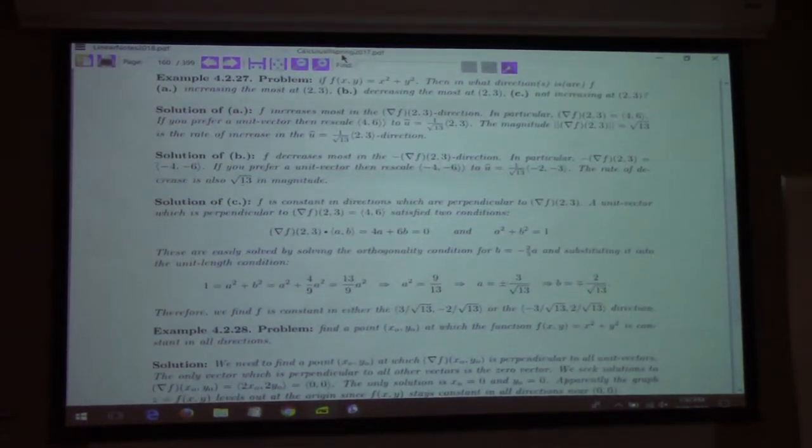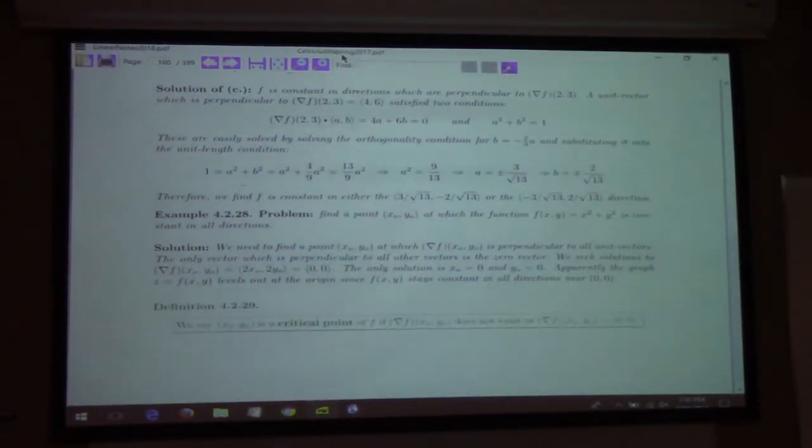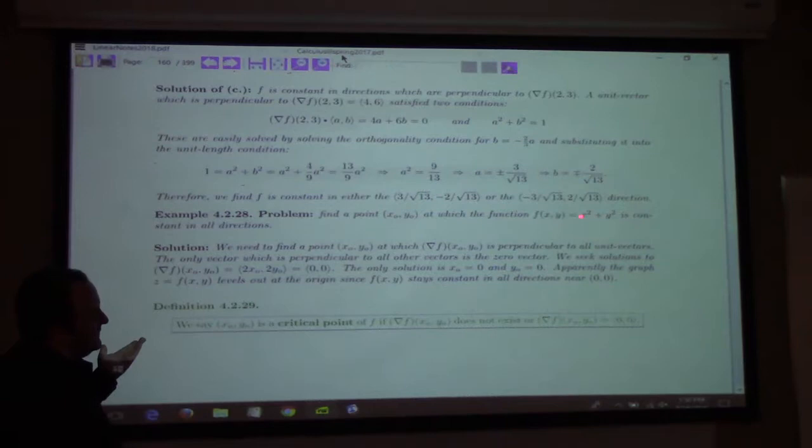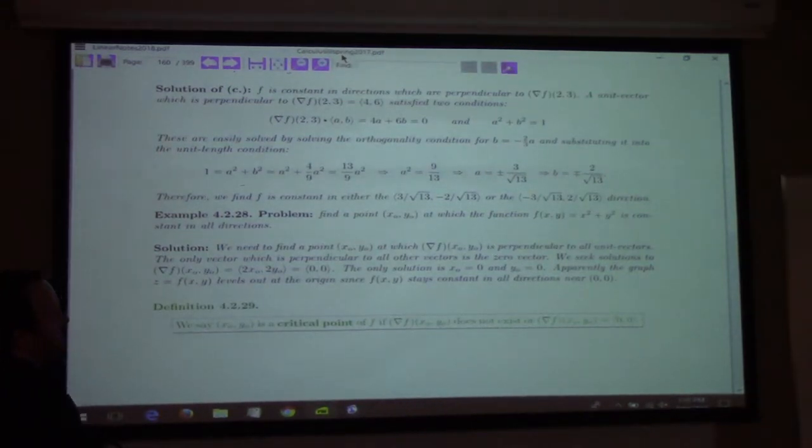So this example 4.227 is much like the ones I've had you do at the start of class, problem 1, right? Example 4.228 is much like problem 2, except it's a two-dimensional one. Find a point at which this function is constant in all directions. So that would mean what? What that means is the gradient has to be 0. And when you work that out, that's just going to be the origin, because twice x naught, twice y naught is 0, 0.